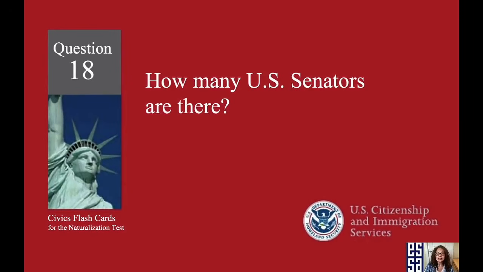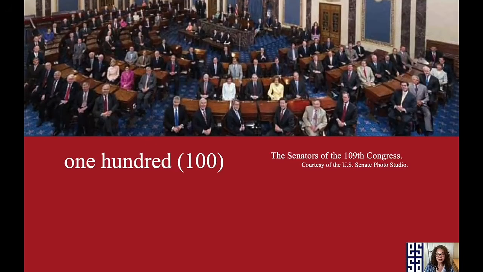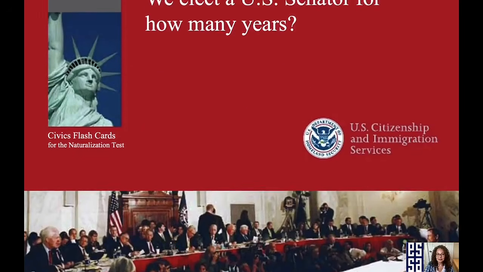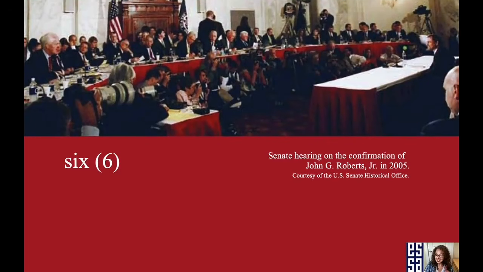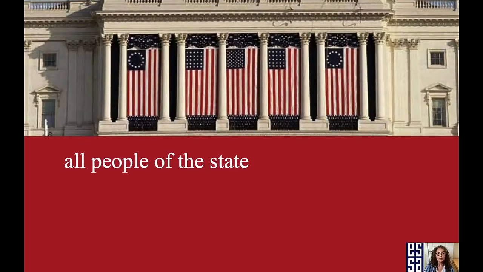How many U.S. senators are there? 100. We elect a U.S. Senator for how many years? 6 years for a senator. Who does a U.S. Senator represent? All people of the state.